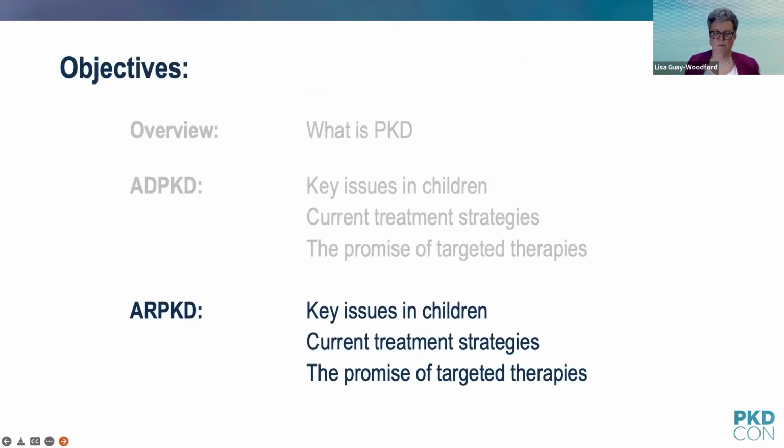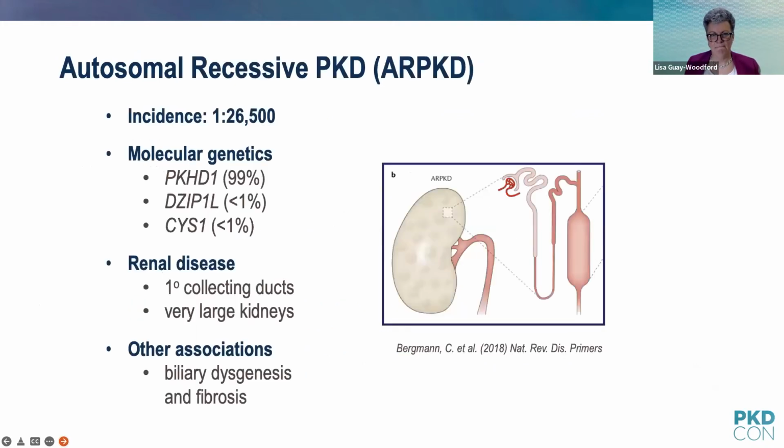Let's switch gears at this point, and we'll pick that theme up about registries in just a moment, but talk about ARPKD. So the recessive form of the disease, much less common than the dominant form. The molecular genetics point largely to one major gene being involved. There are two genes that are responsible for rarer cases of ARPKD.